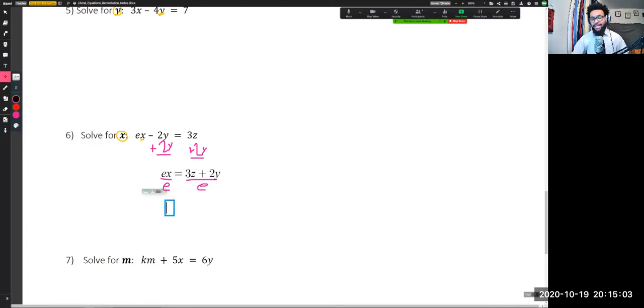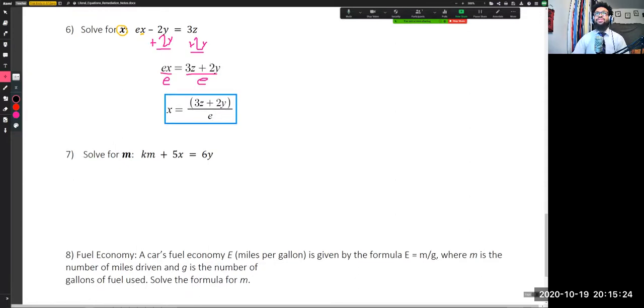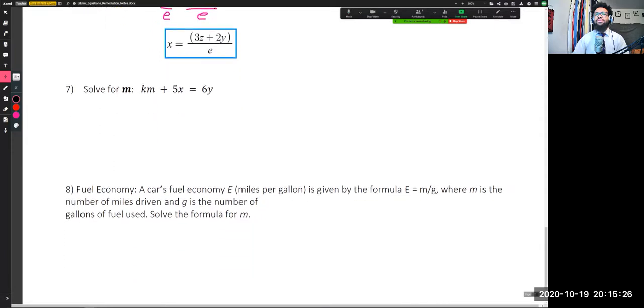Now that I've done that, I end up with x is equal to, and I'm going to need to put this in parentheses because Cami doesn't like it if I don't do it that way. To make it look right, I have to do it. 3z plus 2y all over that e, okay? So that's what we're going to do. Now I'm going to skip 7 because 7 is very similar to 6. 5, 6, and 7 are all similar. I'm going to go on to 8.